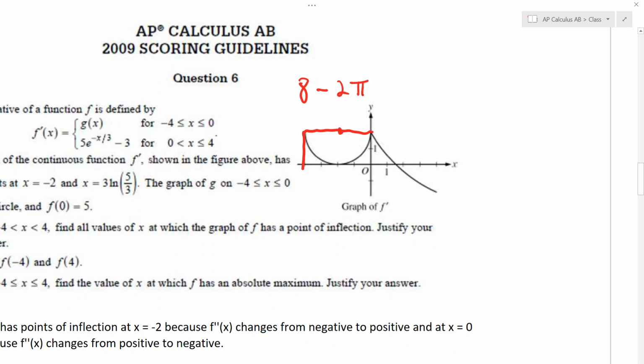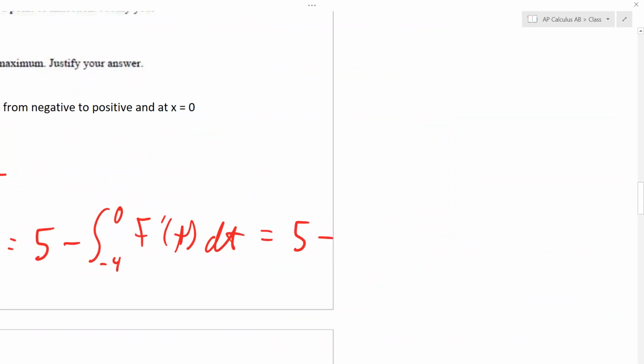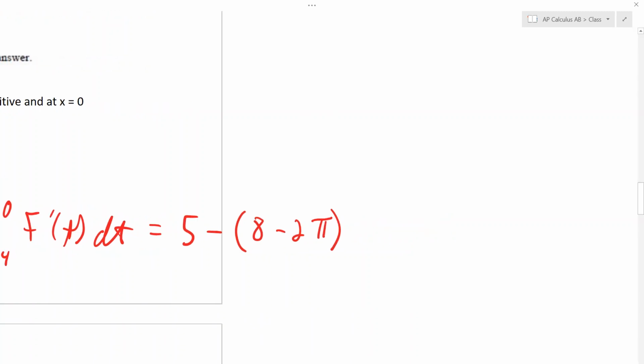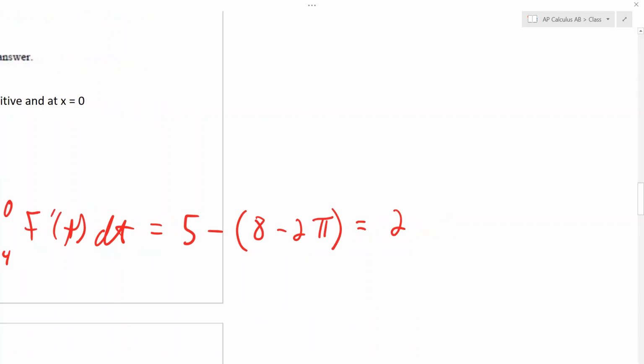Can we handle that? So it's 5 minus the quantity, 8 minus 2 pi. And in free response, you can leave it like that, gang. You don't have to simplify anything. You can't have operations like integrals and stuff. But if it's just arithmetic, you can leave it just like that. But let's just do it. It's really 2 pi minus 3. Is that okay?